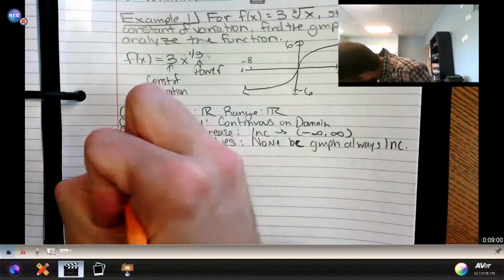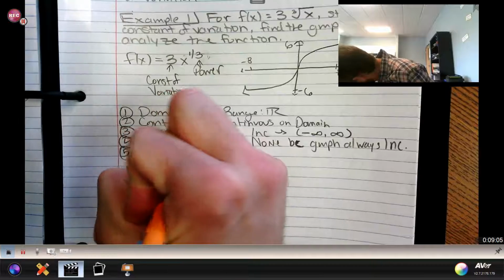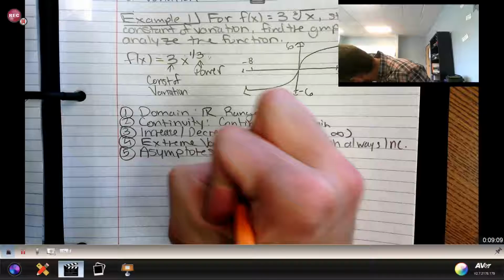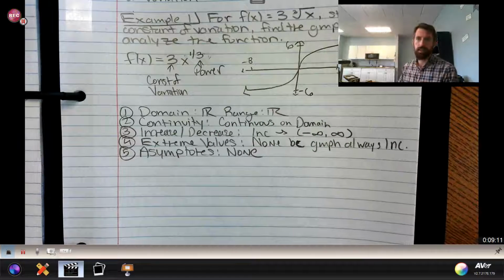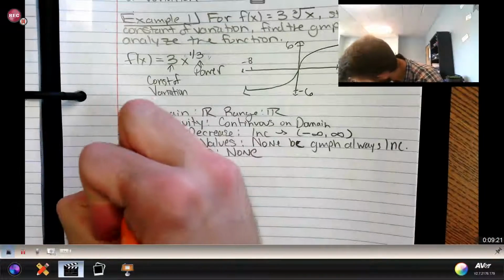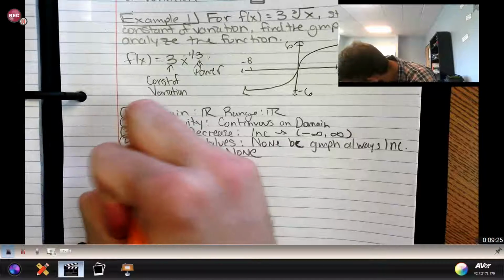Number 5, the asymptotes. This has none, but we will see later in this chapter that rational functions, and in the next chapter, as we deal with exponential and logarithmic functions, do have asymptotes. And then number 6, the end behavior.